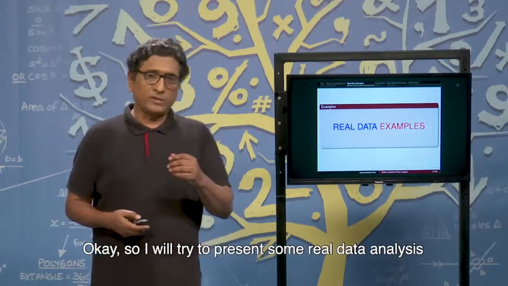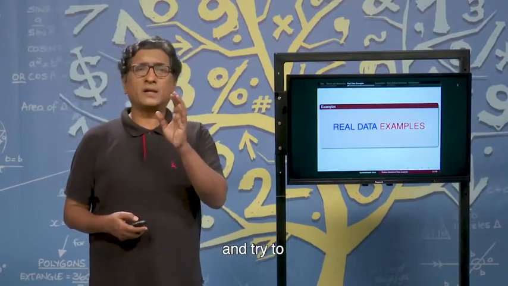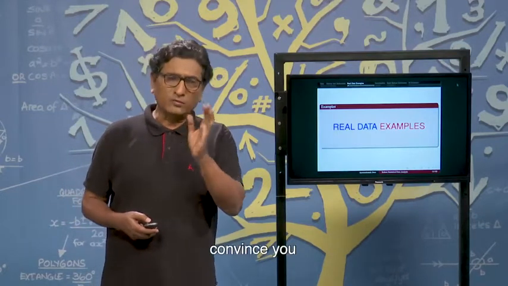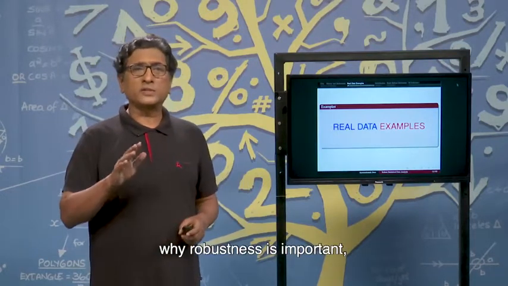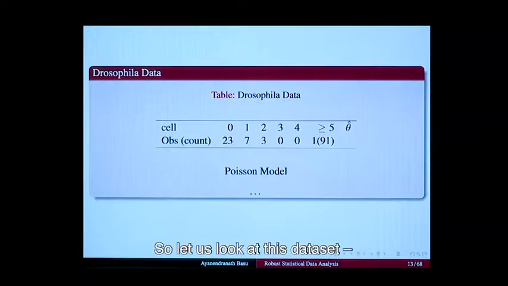Okay, so I will try to present some real data analysis and try to convince you why robustness is important, why it is necessary. So, let us look at this data set. This is a Drosophila data. Drosophila are kind of fruit flies. That is not important to us, but the data, if you look at, it may be very well modeled by a Poisson distribution if the large outlier was not there.